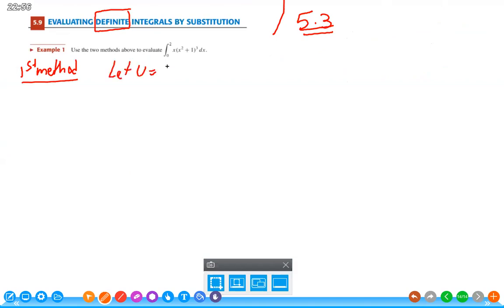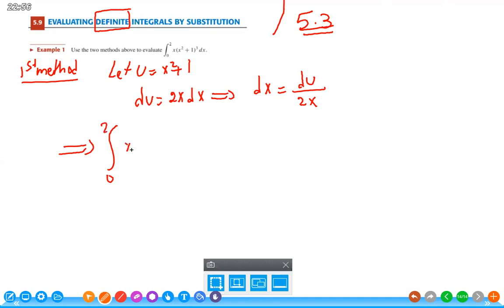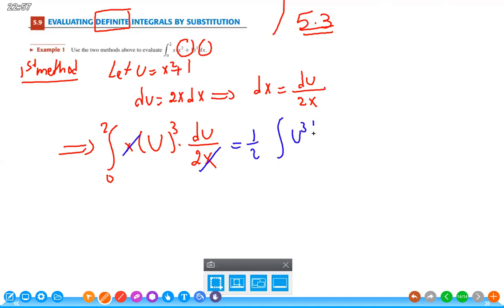Let u equal x squared plus 1. The derivative is 2x dx, which implies that dx equals du over 2x. Substitute. The integration from 0 to 2 of x, we replace u and dx. It would be u to the power 3 du over 2x. Cancel x with x. 1 over 2 outside, u cubed du.